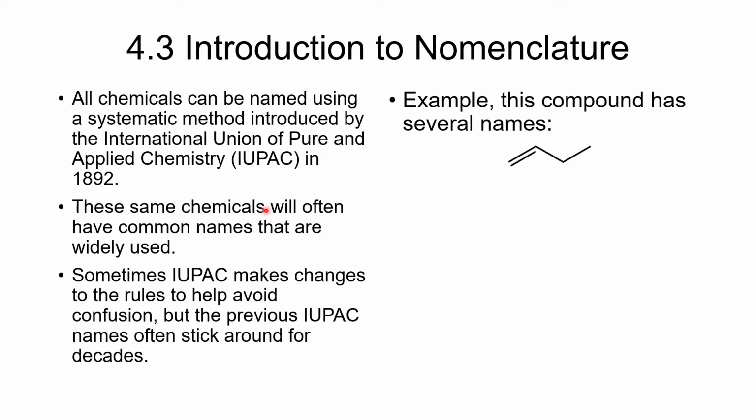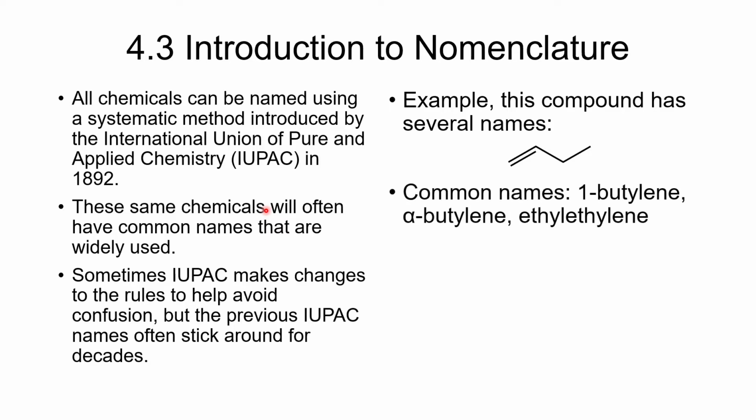And just as an example of a compound that has several different names, this is a compound. It's got a double bond between the first and the second carbon. And so some of the common names that it has: 1-butylene, alpha-butylene. I've even seen the name, although I haven't heard anybody ever say this, ethylene. So it's got an ethyl group attached to an ethylene.